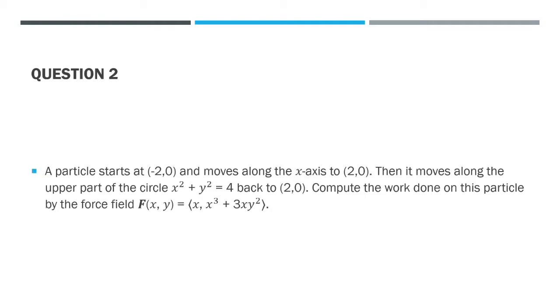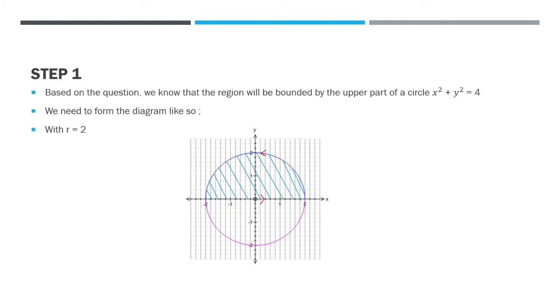So the first step we need to do is, based on the question, we know that the region will be bounded by the upper part of the circle x squared plus y squared equals 4. So the diagram will be like this. A circle with a region bounded by the upper part of the circle with a radius equal to 2. And the direction will be a positive orientation.